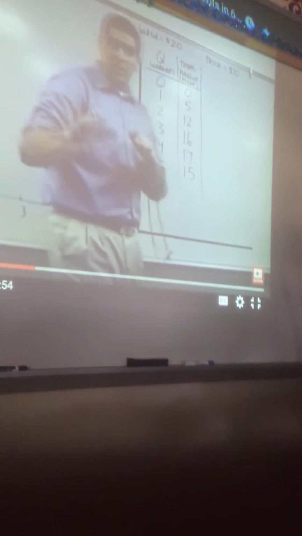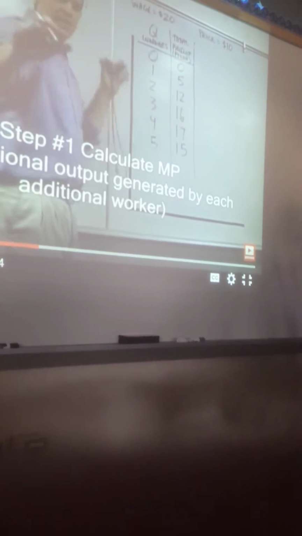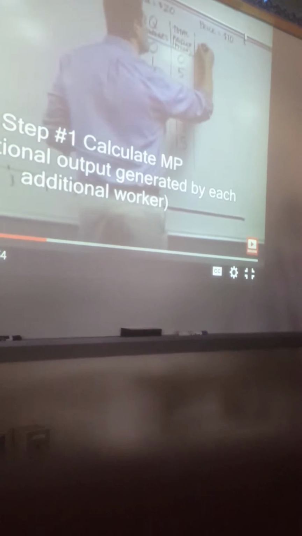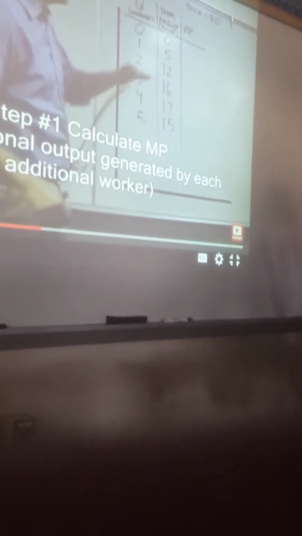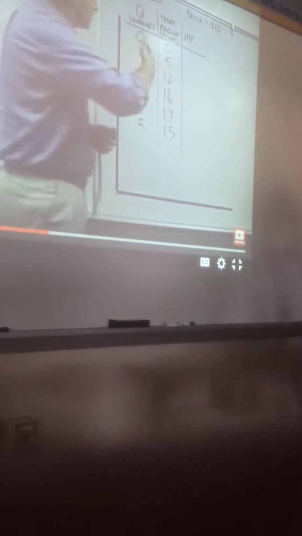Okay, did you figure it out? You know how many workers you should hire? Let's go over it together. The first thing you knew that you had to calculate was marginal product. Marginal product is the additional output generated from each additional worker. In this case, it's the additional pizzas created by these cooks.